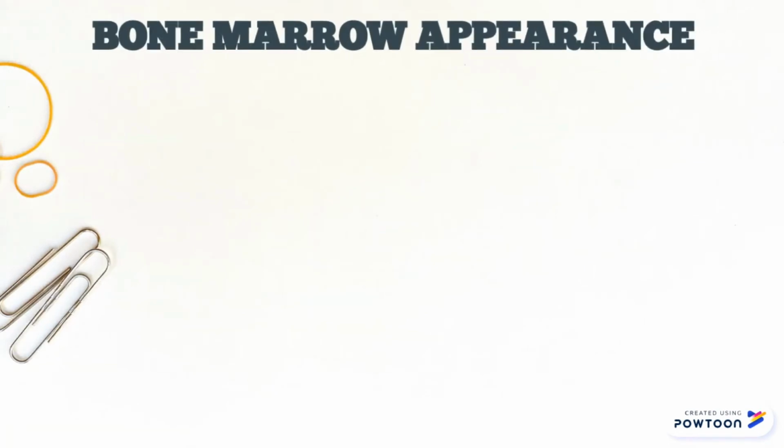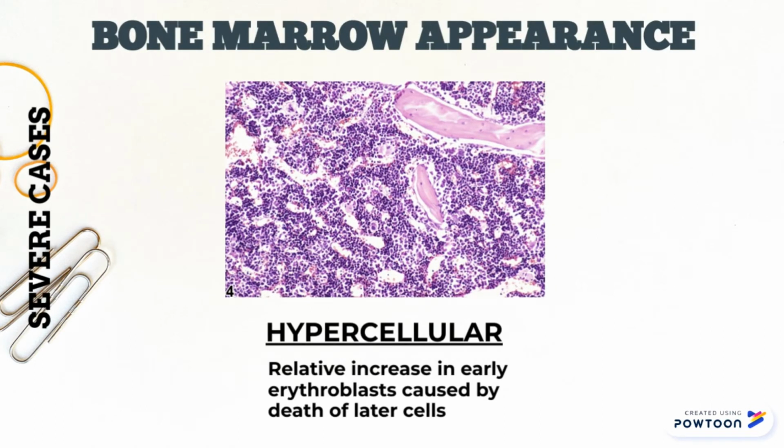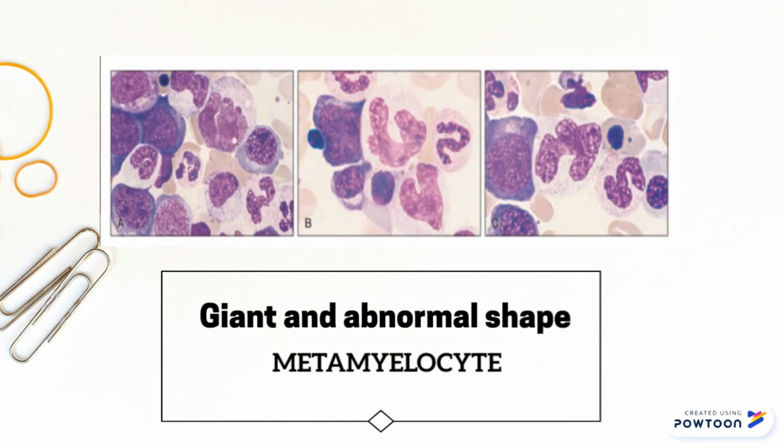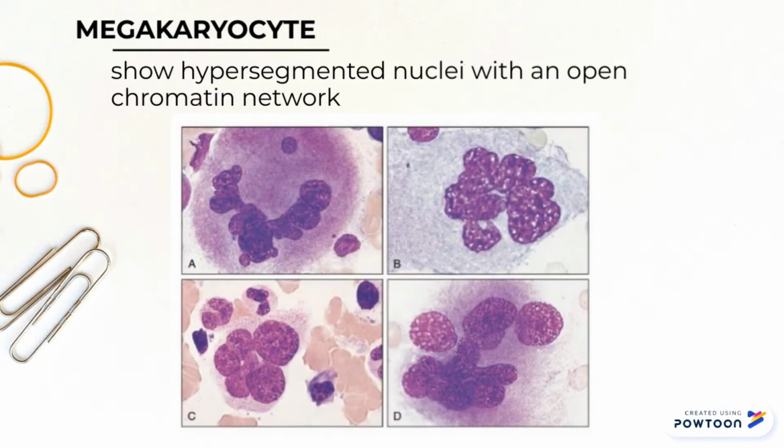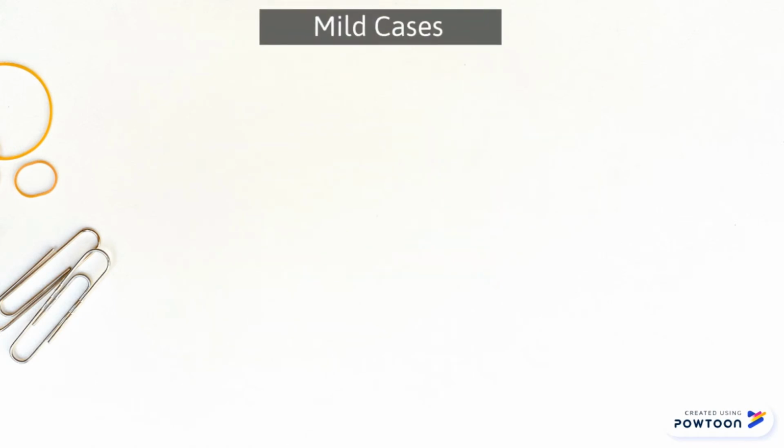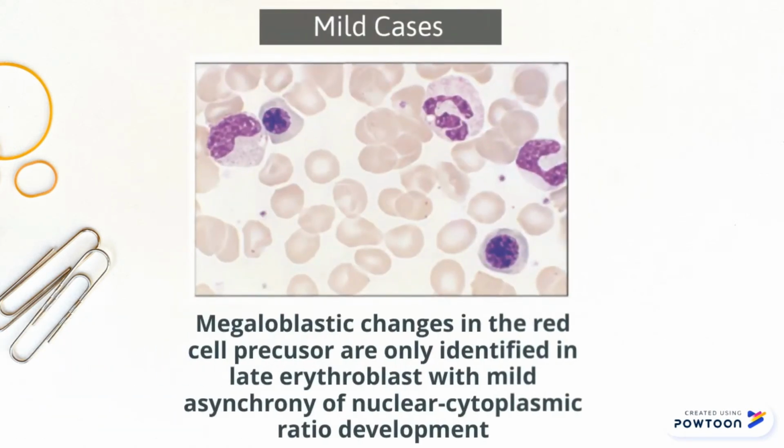Next is the bone marrow appearance. In severe cases, the bone marrow is markedly hypercellular with a relative increase in early erythroblasts caused by death of later cells. Giant and abnormally shaped metamyelocytes are also found. Other than that, megakaryocytes show hypersegmented nuclei with an open chromatin network. In mild cases, megaloblastic changes in the red cell precursors are only identified in late erythroblasts with mild asynchrony of nuclear cytoplasmic ratio development.